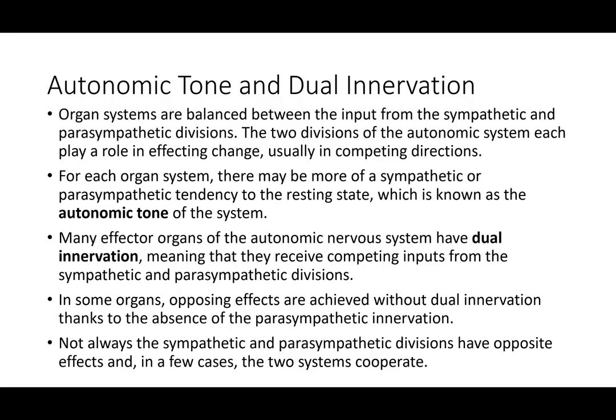So again, a lot of those organs of the autonomic system have dual innervation, so they get input from both the sympathetic and parasympathetic divisions, because we do need to be able to activate that stress response, but then bring it back down to normal to maintain that homeostasis. There are some organs where the opposing effects are achieved without the dual innervation, because there is no parasympathetic innervation there, so we have the parasympathetic division absent.